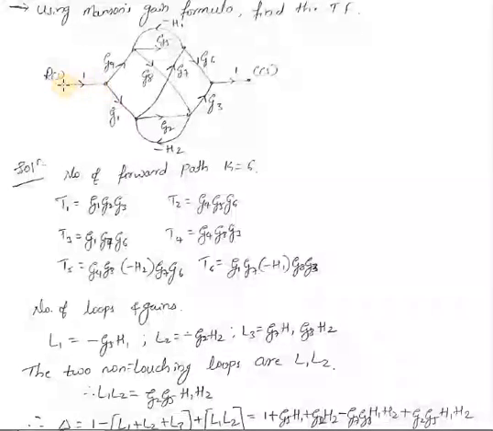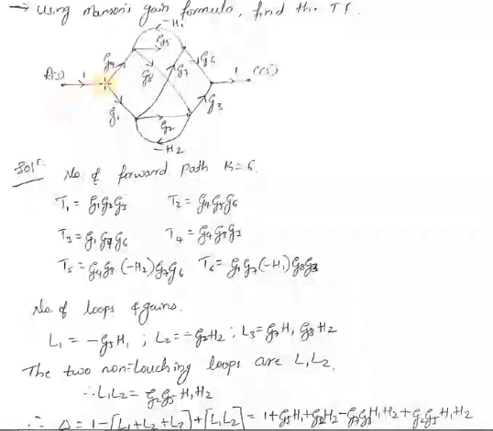So the first one is, start from here, 1, G1, G2, G3 and 1. Then the second one is 1, G4, G5, G6 and 1. Then the third one is 1, G1, G7, G6 and 1. And the fourth one is 1, G4, G5, G8, G3 and 1. Okay. Then the fifth one is 1, G4, G8, minus H2, G7, G6 and 1. Similarly, G1, G7, minus H1, G8, G3 and 1. So there are 6 forward paths.